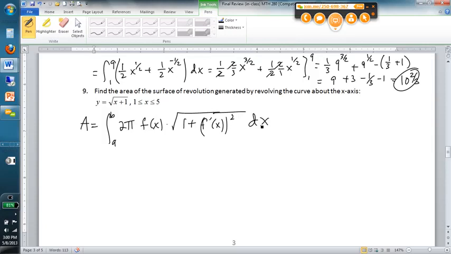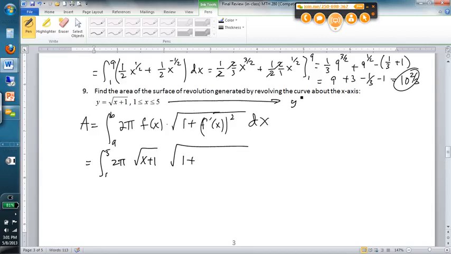Okay. Right? So this is going to be, see what happens. All right. So it's going to be 1 to 5. 2 pi f of x is square root of x plus 1. Square root of 1 plus, well, the derivative is what? 1/2 x plus 1 to the minus a half? Or 1 over the 2 square root of x plus 1? Do that squared. And notice again that square root part, that's the arc length. So you just take the function times the arc length times 2 pi.